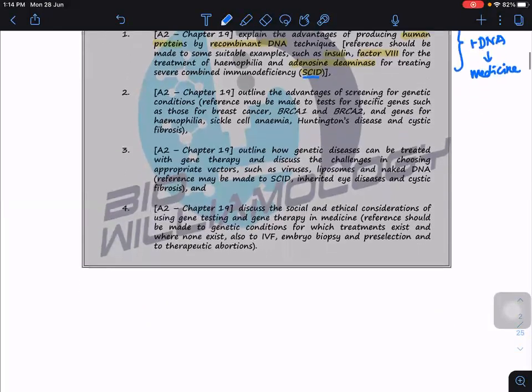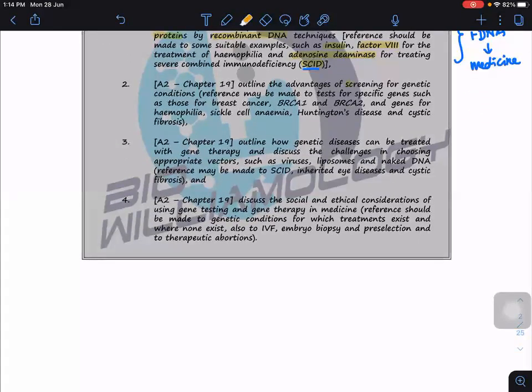Then we need to outline the advantages of screening for genetic conditions. For example, tests for specific genes such as breast cancer genes BRCA1 and BRCA2, quite famous, these two genes. One of the celebrities, Angelina Jolie, went for a mastectomy, removing the breast, because she inherited mutated copies of BRCA1 or BRCA2, I can't remember which, but that is one of the ways. Also genes for hemophilia, sickle cell anemia, Huntington disease, and cystic fibrosis.